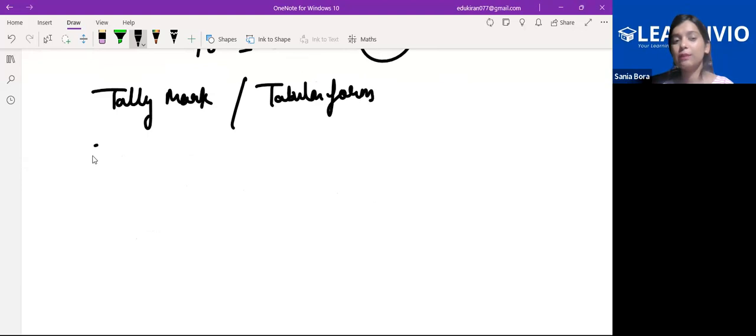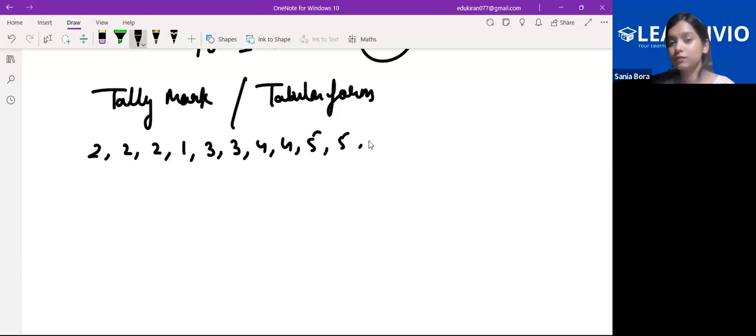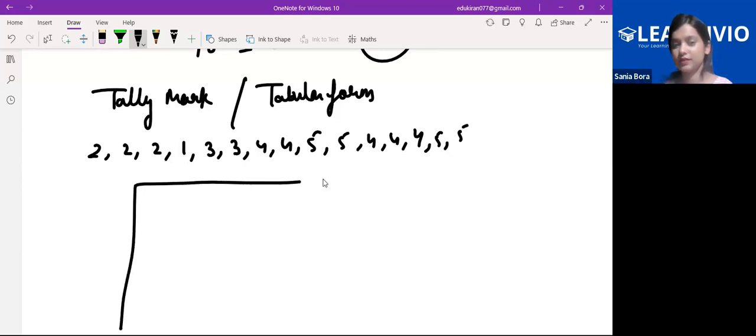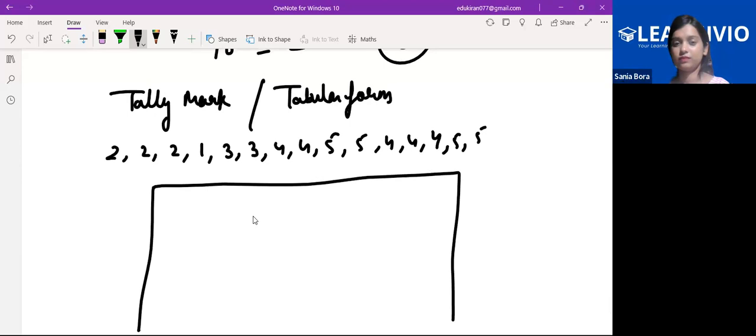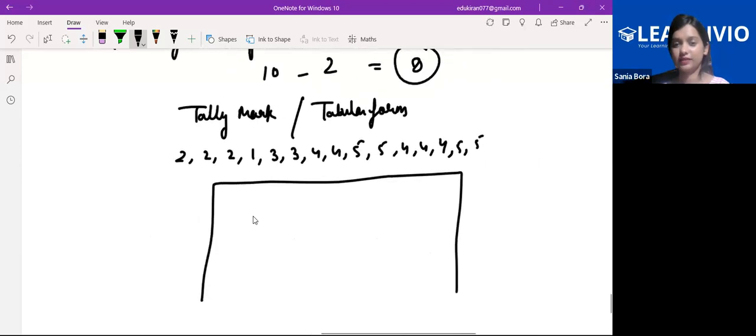For example, these are the marks. You have to make a tally mark. If there are 2 students, you put 2 lines. If it's 3, you make 3 lines. When it's 5, we do not make 5 lines, we just cross it.